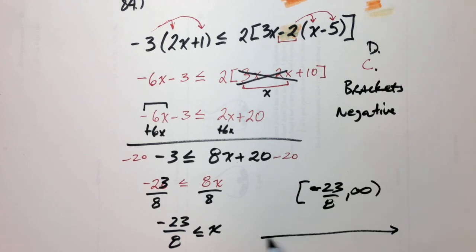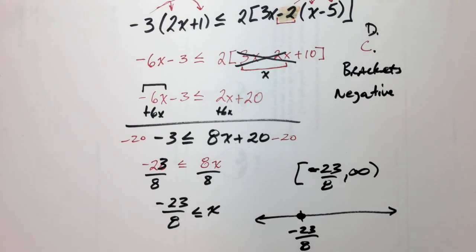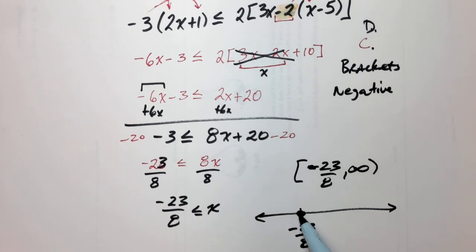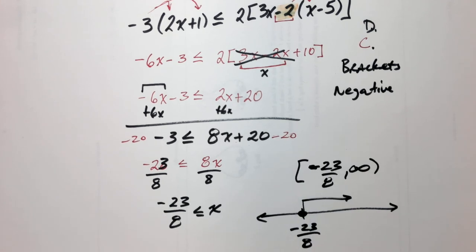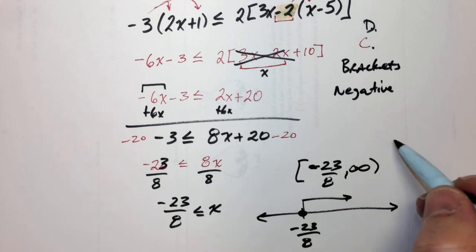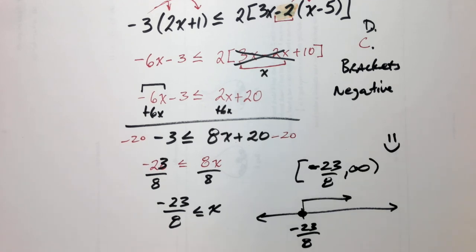On a number line, that happens to be -23 over 8 right there. Solid dot because it's or equal to. Oops, let me move the paper up. Solid dot because it's or equal to, and it's bigger. All the numbers bigger are to the right. And that is done, finished.